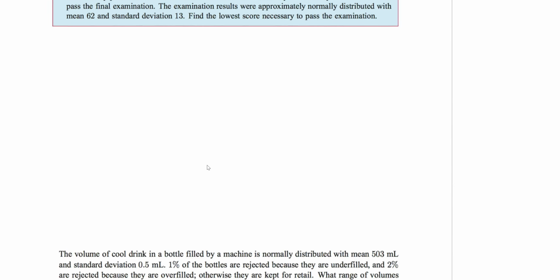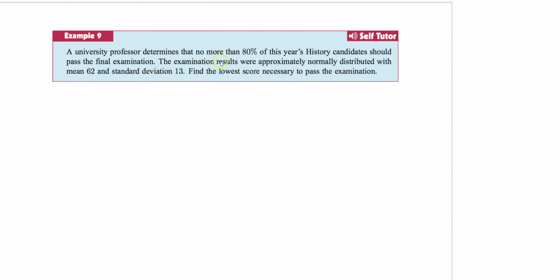Almost done. A university professor determines that no more than 80% of this year's history students should pass the final exam. That's harsh. I think 80% is a good percentage, though. The examination results were approximately normally distributed with a mean of 62 and a standard deviation of 13. Find the lowest score necessary to pass. So we're going to use math to figure out how much we have to carry in history. That sounds like my type of student.